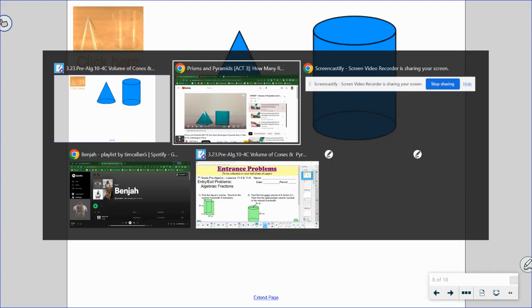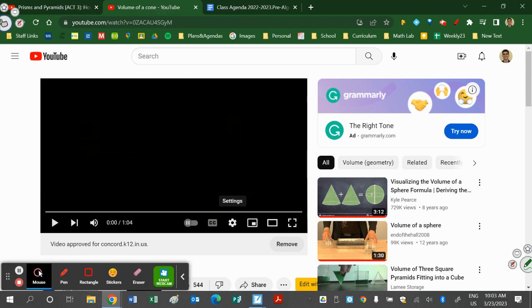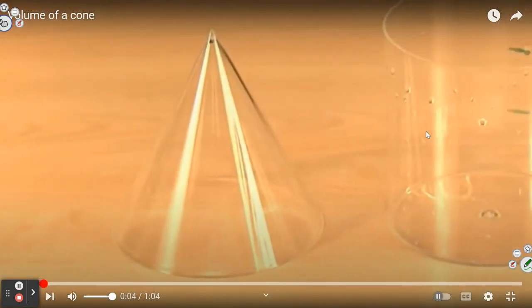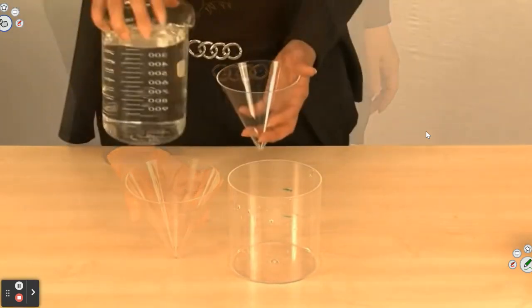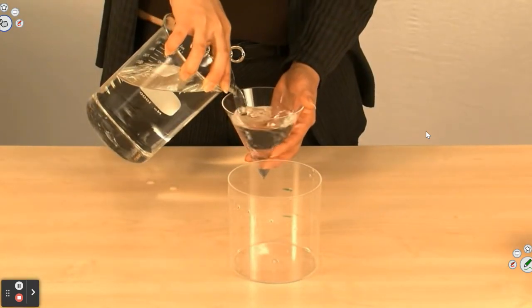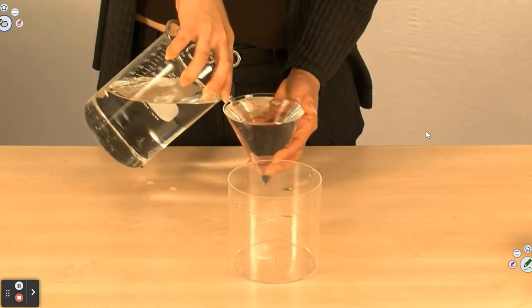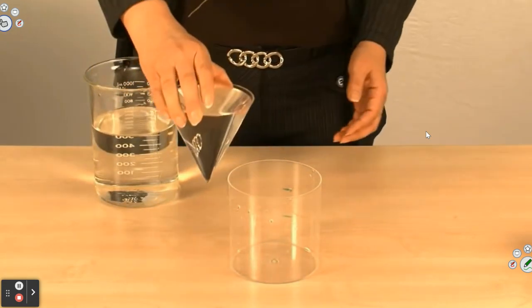But I'm going to go ahead with the cone to cylinder relationship. I'm going to speed this one up as well. So they're going to show you right at the beginning of the video, same diameter, same radius. You're going to fill it with water. All right, how many of these cones will fit inside? Let's take a look.